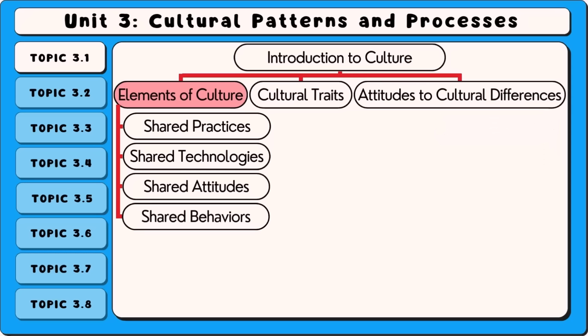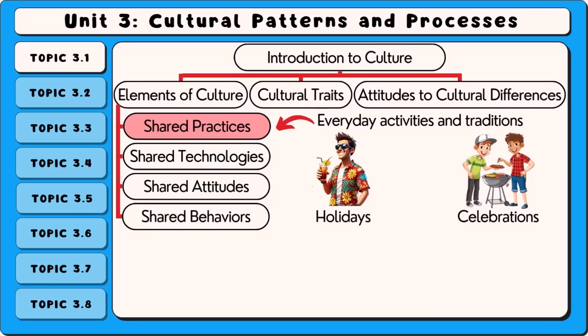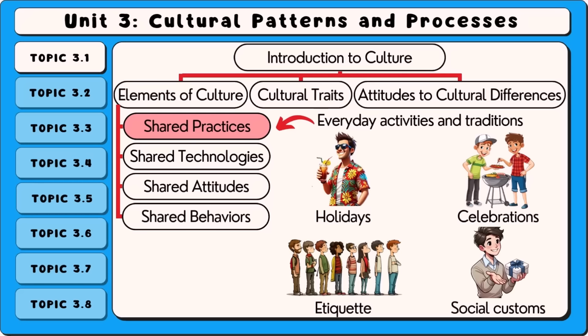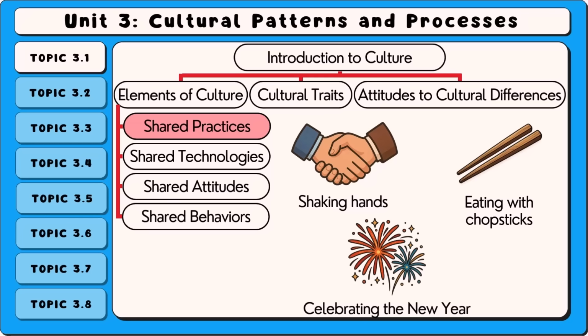Let's start with exploring the 4 key elements of culture: shared practices, shared technologies, shared attitudes, and shared behaviors. Shared practices are the everyday activities and traditions people follow. These include holidays, celebrations, rules of etiquette, and social customs. For example, shaking hands, eating with chopsticks, or celebrating the New Year in different ways are all cultural practices.